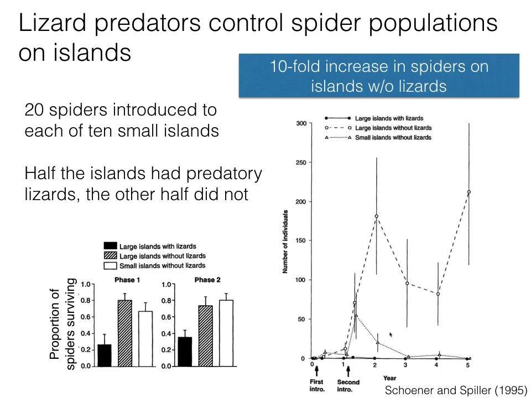Over the course of 5 years of monitoring the island spider populations, spiders remained rare or absent on islands with lizards, but increased 10 times on islands without lizards. It's important to note again that the spiders were introduced on two different dates, and those are indicated by the arrows at the bottom of the graph. Not surprisingly, this has been observed across a wide range of prey in response to predation, and indicates that predators can truly have a marked impact on populations of their prey.